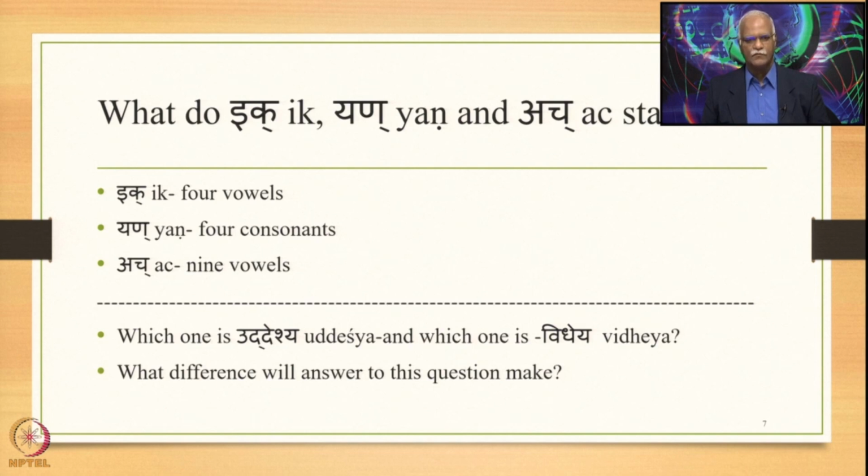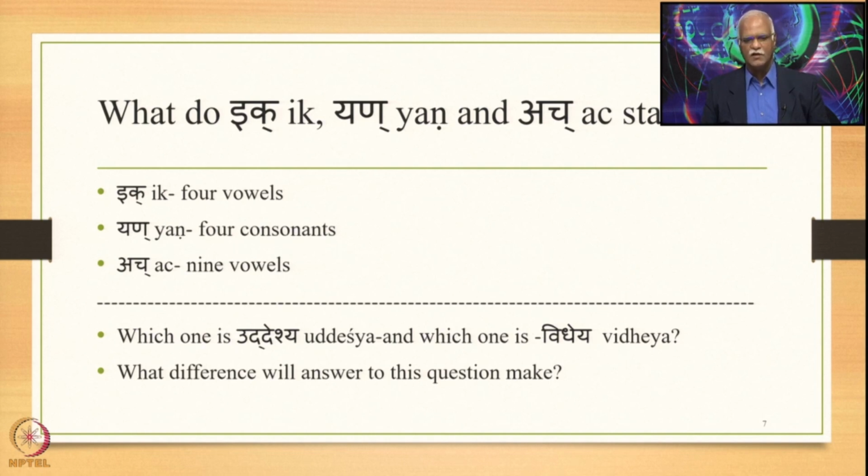However, this A is there only for the sake of distinct comprehension of the features of these consonants, and it is not part of Yan. This is a traditional understanding. There is no explicit sutra composed by Panini to state the same. And then there are 9 vowels, Ach. Now the next question that arises is, what is an uddeshya amongst these, and which one is vidheya? It is important for us to understand this difference.